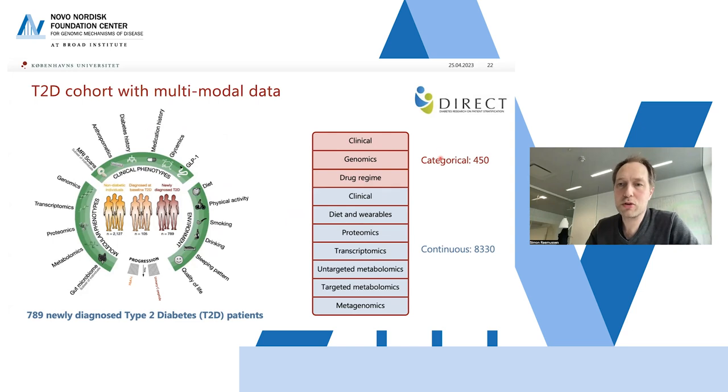And so here we have a total of around 450. So we selected SNPs. Here we didn't model from the entire genome, but we selected SNPs that were already associated with type 2 diabetes. Else it would have been hundreds of thousands. And then we combine these to a total of almost 9,000 features.